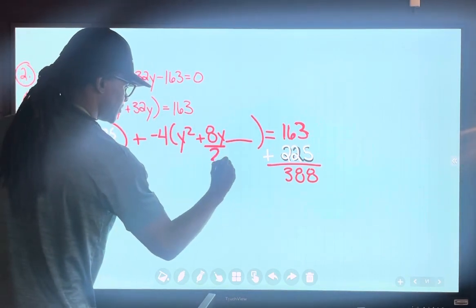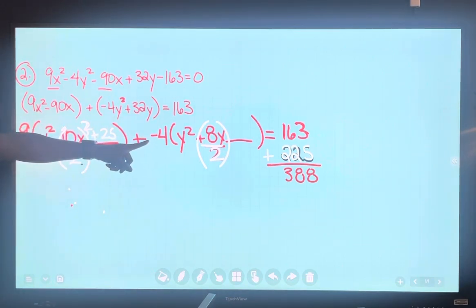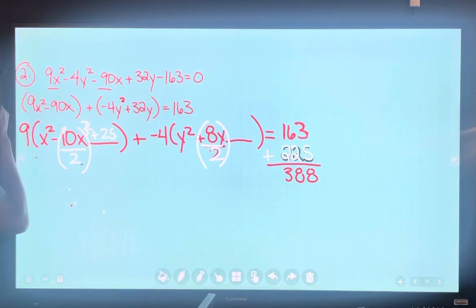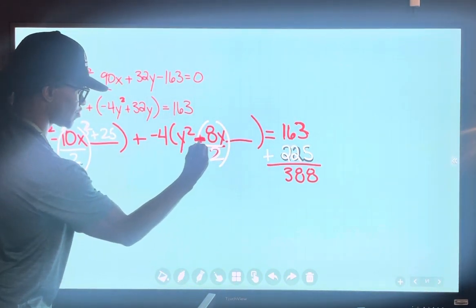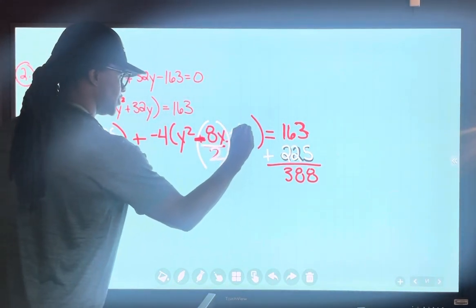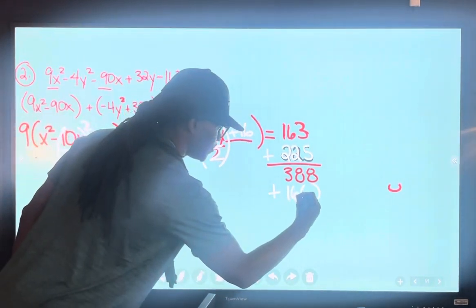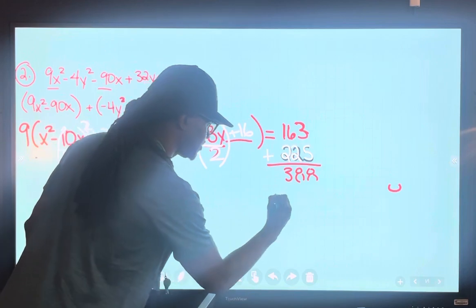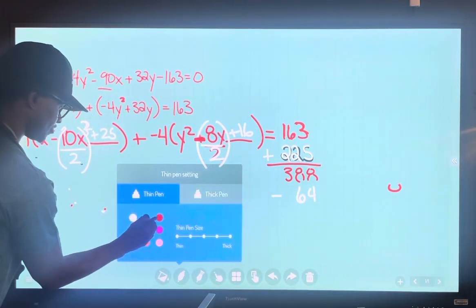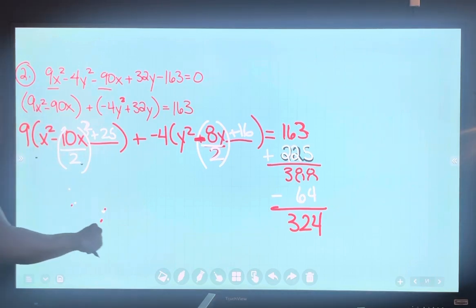Then here, taking the center divided by 2, don't forget you factored out negative 4. So 16 goes on the right side, and then negative 4 on the right side. This is minus, so it's plus 16, so you'll be adding 16 times negative 4. And we gotta add it to that. What's 16 times negative 4? Negative 64. So we're just subtracting 64. So on the outside we get 324.